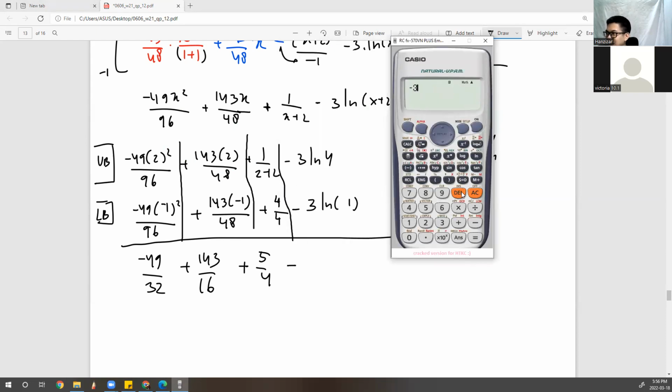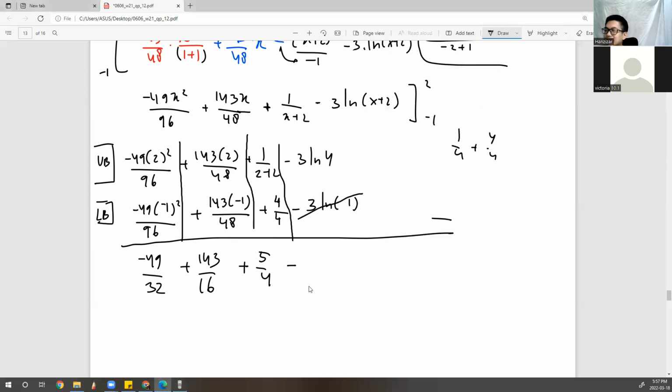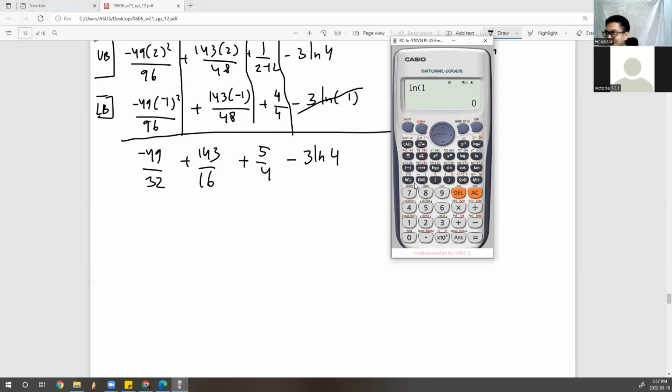-3 ln 4 minus -3 ln 1. No, it has to be in terms of ln. No, it is -4.1. It's not in terms of ln. Ln 1 is 0, I think. Yes, ln 1 is 0. Okay, cross out, because ln 1 is 0, -3 times 0, so -3 ln 4. Oh, okay. It's done, almost done.